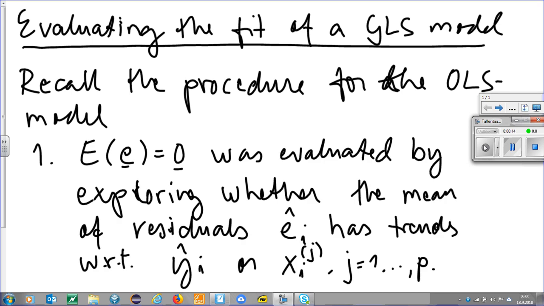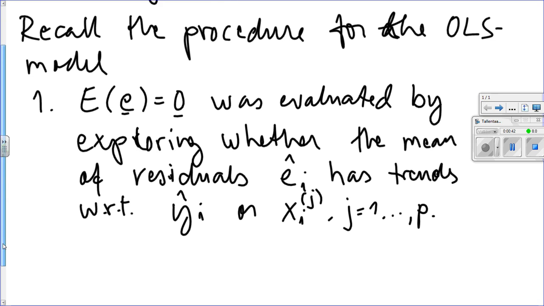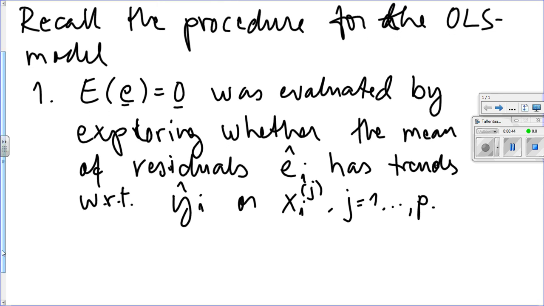First, the assumption that the mean of residual errors is 0 was evaluated by exploring whether the mean of residuals e_i hat, so the empirical residuals, has trends with respect to y_i hat or any of the predictors. And it's important to notice that here the y is the y hat, so we should look at the trends with respect to fitted values and not true, observed values of y.